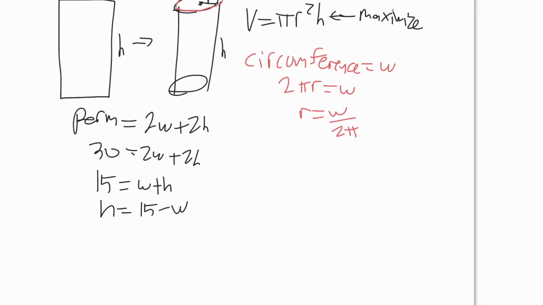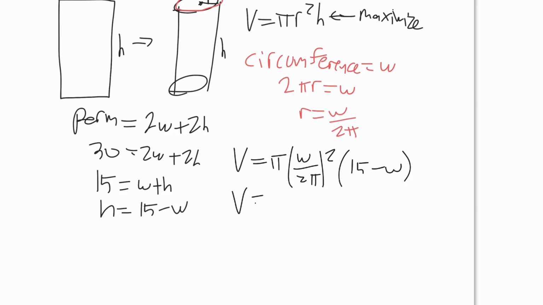We're going to get volume is equal to pi times (w over 2 pi) squared times (15 minus w). I now have an equation with only w. Now, like I've mentioned before, it would be a good idea to do some algebra here and clean this up before you do calculus, unless you love the chain rule and the product rule. But I am getting close to the calculus step.